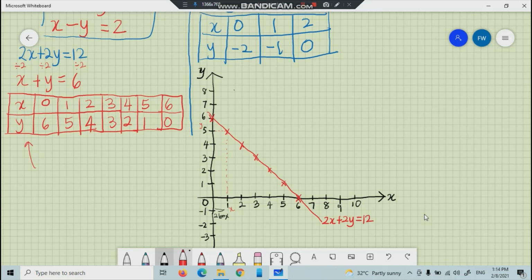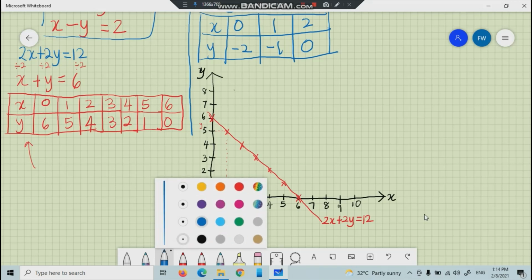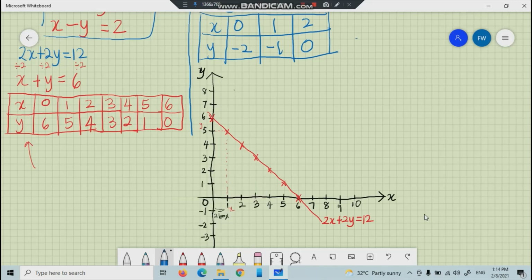Okay. Next, from the blue table, x0, y is negative 2. x0, y negative 2 down here. x1, y negative 1 down here. x2, y is 0. Okay, if you look here, we only have 3 marks for the blue table. If we draw our straight line, we will not get the intersection between red and blue line. So if you have this kind of situation, you can always add more values in your table.